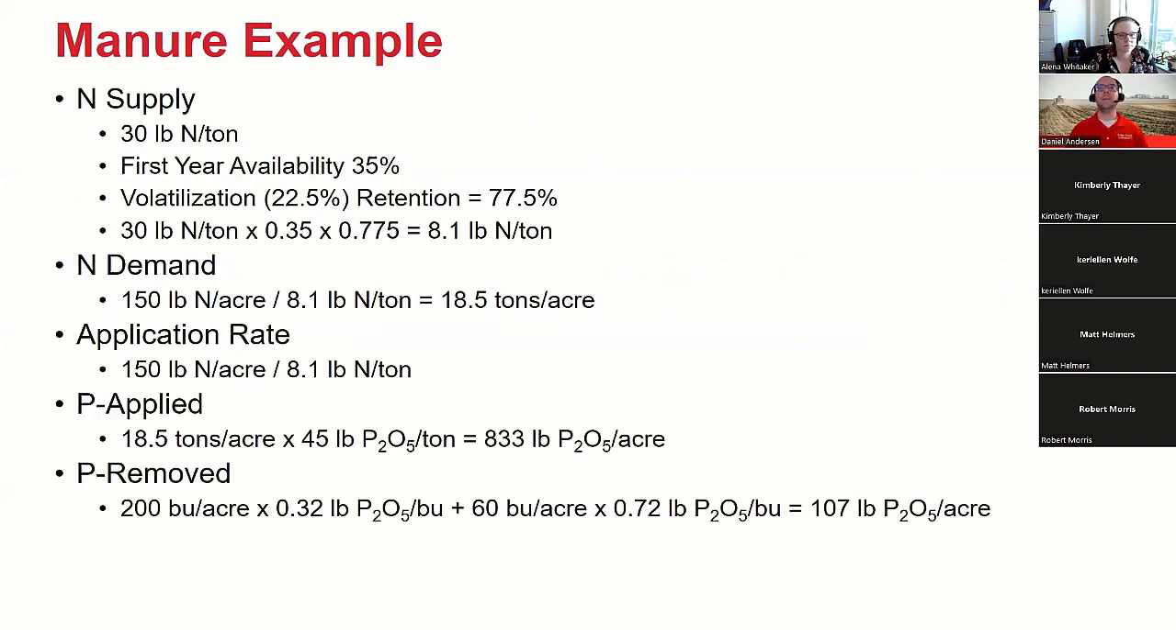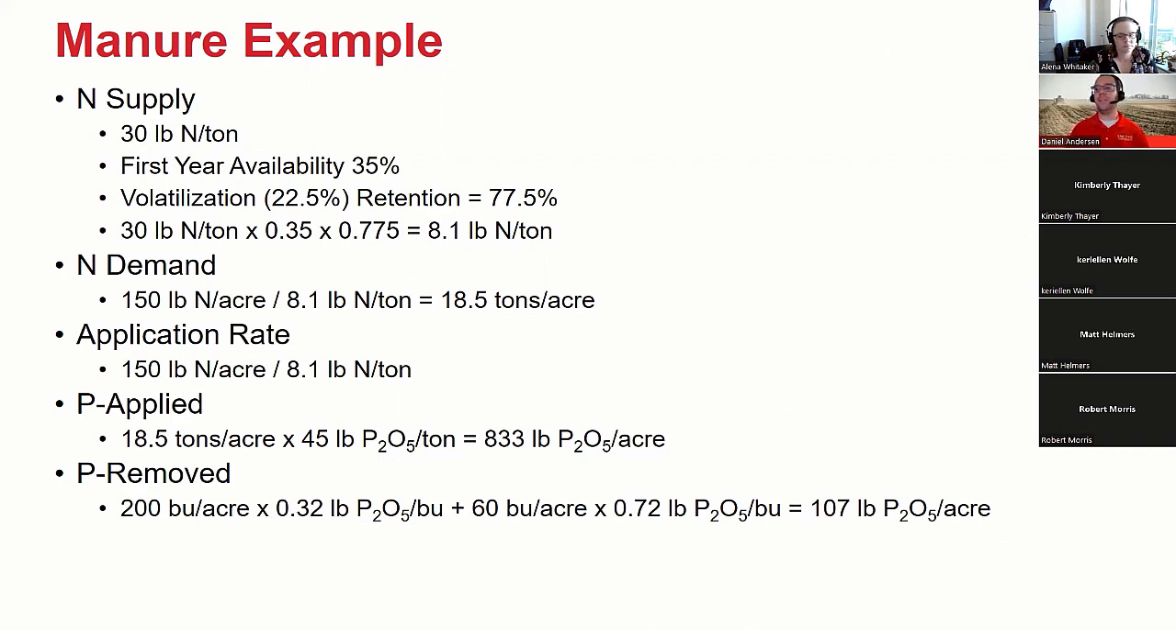And I'm not going to bore you all too much with it, but if we're doing an N supply, right, maybe we're picking a first year availability of 35% for bedded pack manure. Maybe we're leaving it on the surface after we put it on for some period of time and have some volatilization loss. If I was really putting on nitrogen, I'm getting about 8 pounds of nitrogen for every ton of manure that I put on, right? So not a whole lot of available nitrogen coming along. And if I said I needed 150 pounds, it might say I need to put on almost 20 tons per acre of manure. And that's quite a bit, because if you think about that on the phosphorus side, right, and I'm putting on that much manure, all of a sudden that means I put on 800 pounds of phosphorus this year, right?